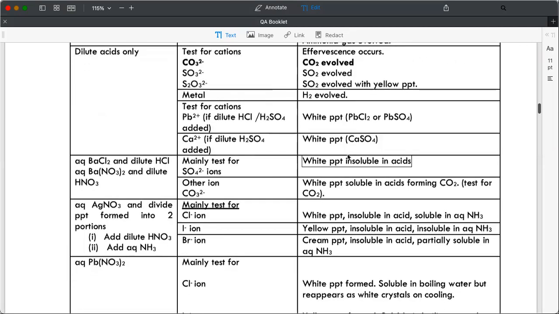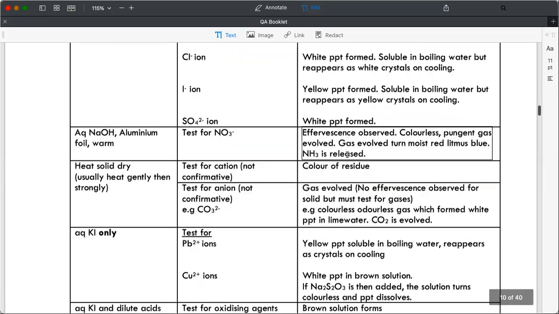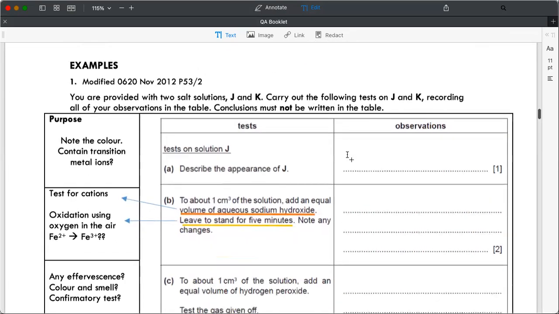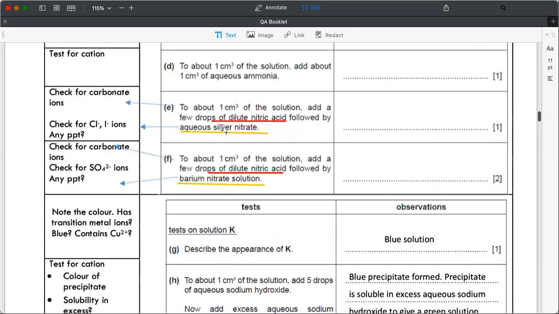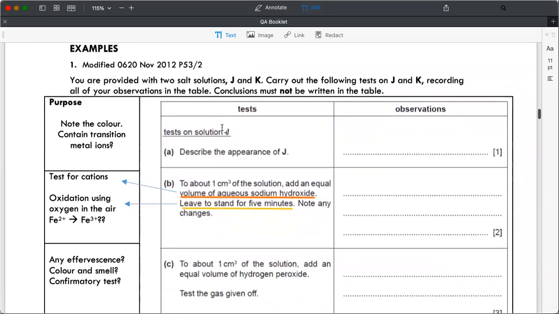Okay, I just ran through that very briefly. The last part consists of 30 pages, which I will not go into in detail. But basically, I will just go through one example. What should you be thinking when you are doing the question? These are past year O-level questions. For example, you are given two solutions J and K. Carry out the test on J and K and record all your observations. Conclusion must not be written.